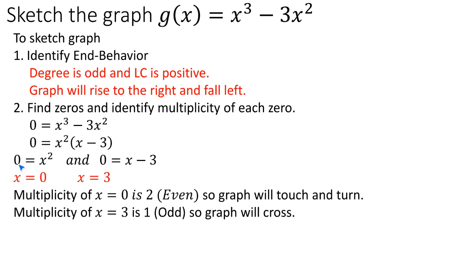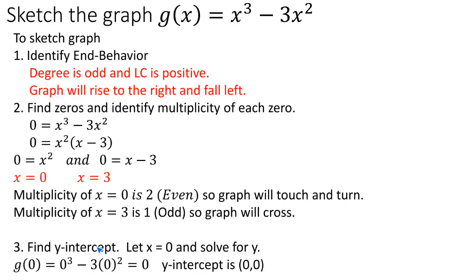And then I can use the zero product property. 0 is equal to x squared, and 0 is equal to x minus 3. So my zeros are x equals 3 and x equals 0. But remember, this is squared, so that means that the 0 is occurring twice. So the multiplicity of x equals 0 is 2, which is even. So my graph is going to touch, and it's going to turn at that point. And the multiplicity of x equals 3 is odd, so the graph will cross.